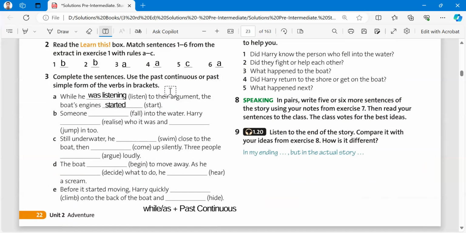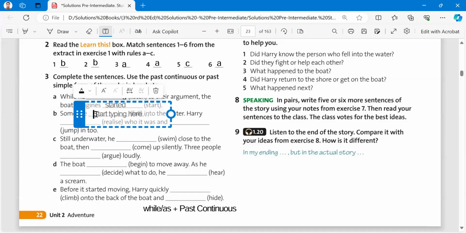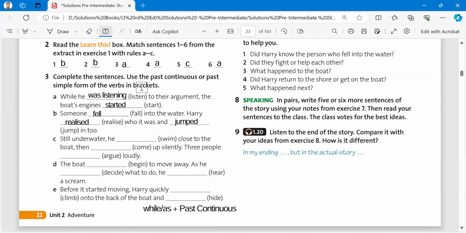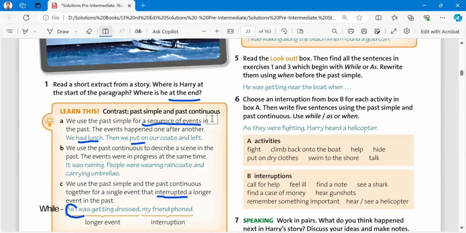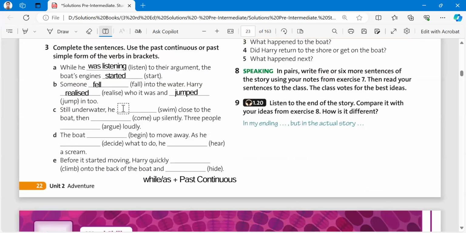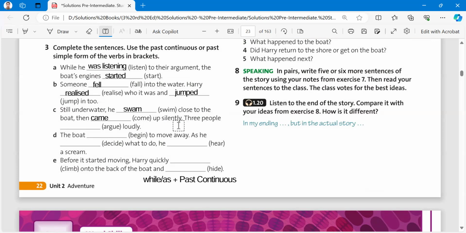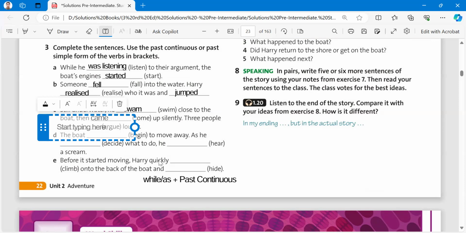Oh, the long action is here. They were listening. He was listening to their argument, but suddenly it started. The engine started. Someone fell into the water. Yeah, into the water. Harry realized who it was and jumped. All actions are happening in a sequence. Again, A, a sequence of events. Still underwater, he swam close to the boat. Still underwater, he was swimming. Then he swam close to the boat, then, because here 'then' is used, came up silently without making any noise. Three people were arguing. The argument was in process.